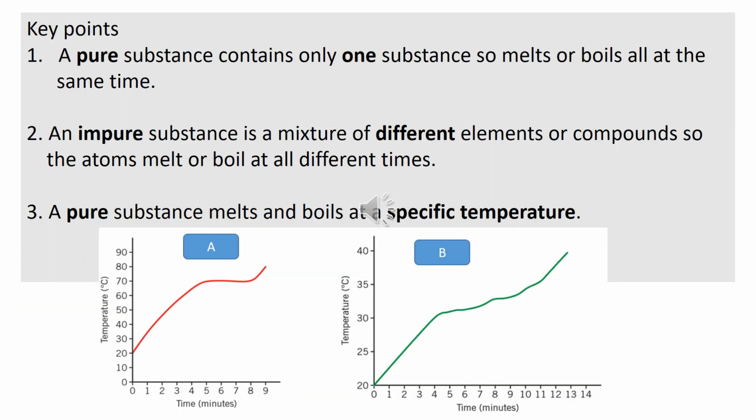Right, so now let's look at the key points to summarize what we have learned so far. So point number 1, a pure substance contains only one substance, so it melts or boils all at the same time. Point number 2, an impure substance is a mixture of different elements or compounds, so the atoms melt or boil at different times, and this can be represented by using graph B. And point number 3, a pure substance melts and boils at a specific temperature. Again, you can represent this by using graph A.